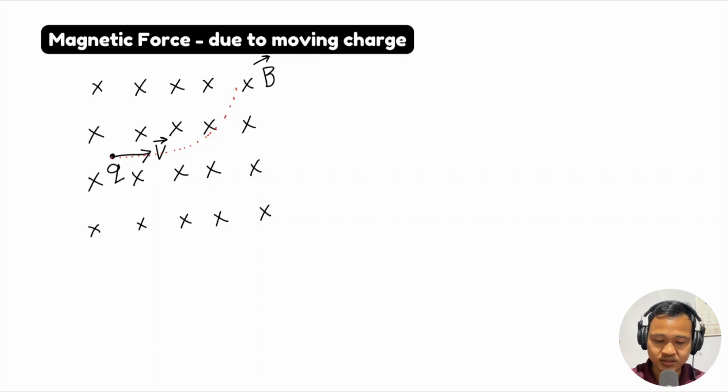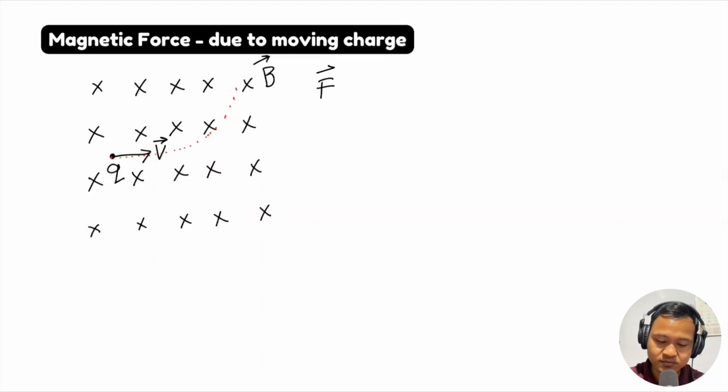This path is actually the result of the magnetic field acting on the charge with velocity v. In the presence of the magnetic field the path bends, which means there is some type of force acting like this. This is the magnetic force. We will not do its derivation here.